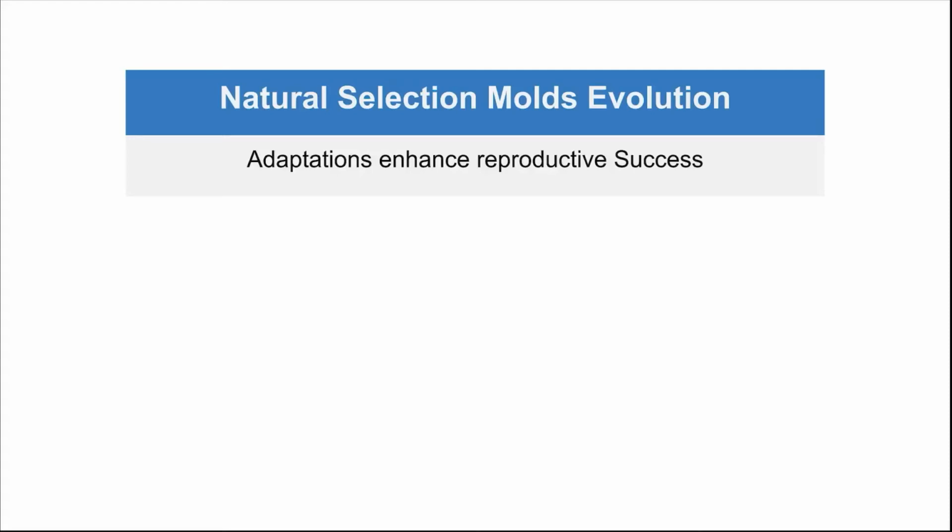Natural selection molds evolution. Adaptations that are advantageous enhance reproductive success. Let's look at this example of bacteria growing on a plate.